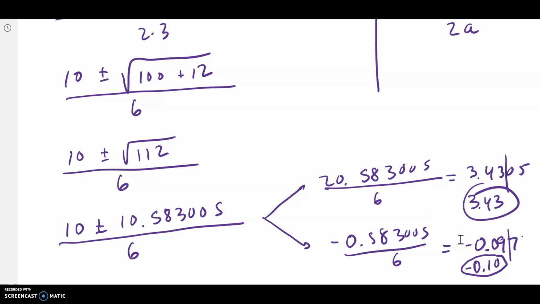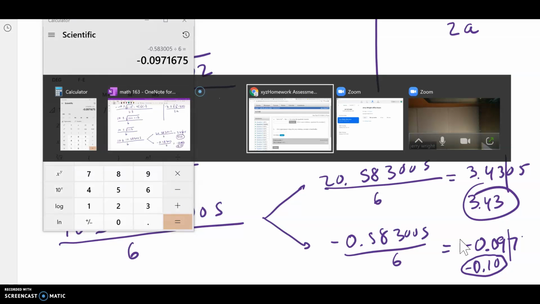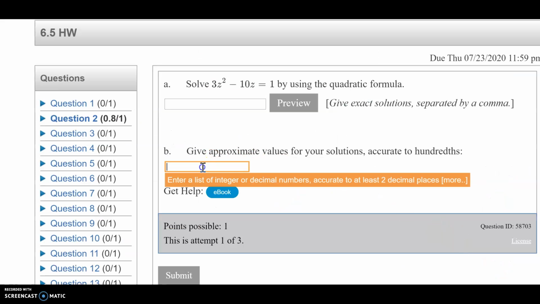So let's enter those in. So 3.43. Here we go. All right, so right here for part B, 3.43, and then comma. You always need a comma in between, and then it was negative 0.10. Anytime you have 2 different solutions, you have to put a comma in between the 2 solutions.